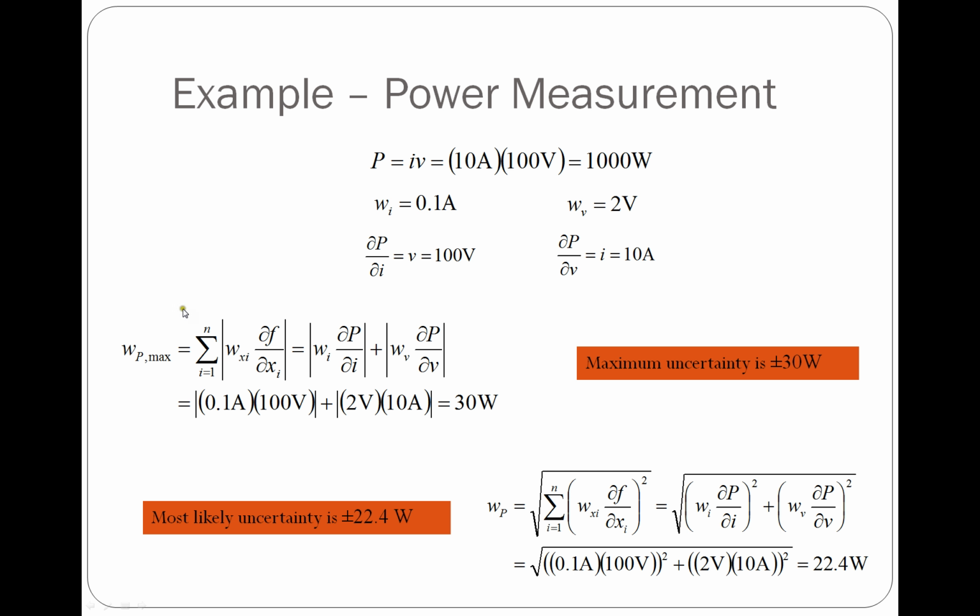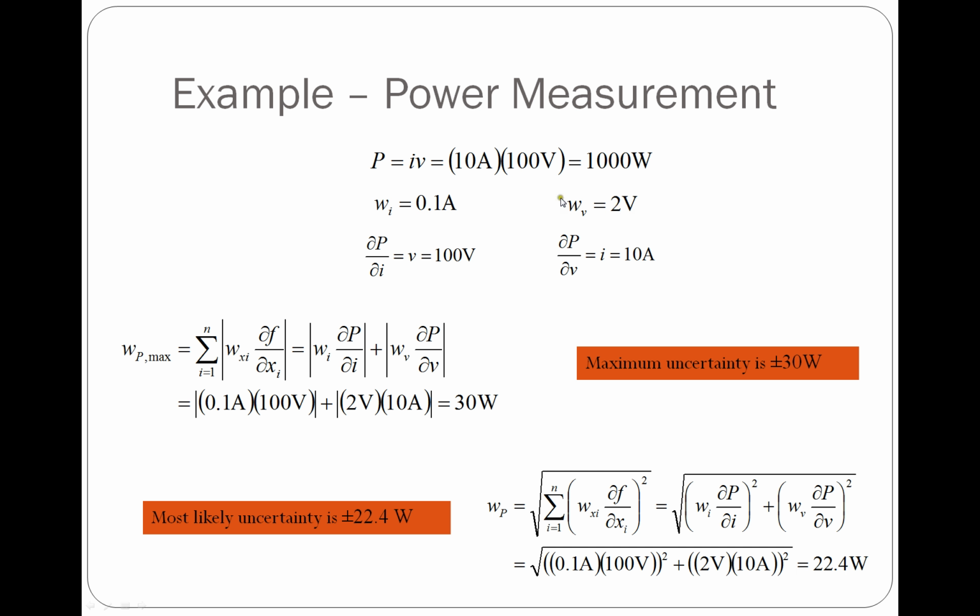Then we're going to apply this formula for the maximum uncertainty. The maximum uncertainty says that I'm going to take the partial derivative of power with respect to current and multiply that by the uncertainty in the current. So that means I'm going to take this 100 and multiply it by 0.1. I'm going to take the absolute value of that, so that is this part right here.